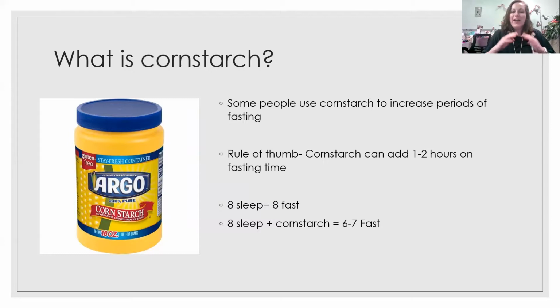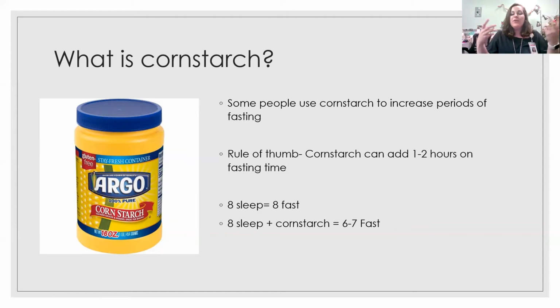We know, any parent knows, that sleep is very hard to come by, and specifically sleep at night. You want your kids to be able to sleep for as long as possible because it means you're able to sleep for as long as possible, but also because they're getting more restful REM sleep. And so sleeping is the big time we see kids most often fasting, because we want them to fast for longer because we want them to sleep for longer. And so what a lot of families might do is use cornstarch. This can add those 1 to 2 hours to your fasting time.